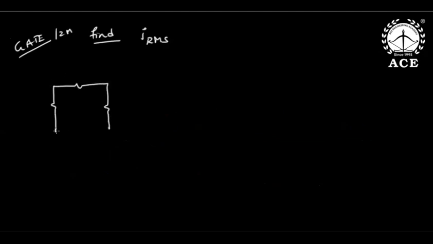Now this is an outstanding GATE question, GATE ECE 2 marks. Wonderful. Find the IRMS, the RMS current through the diode. This is a wonderful question, one of the best questions in resistive reduction techniques. This is more challenging in fact.